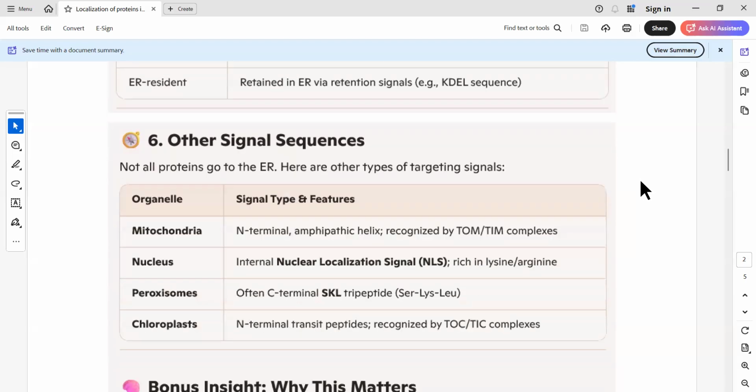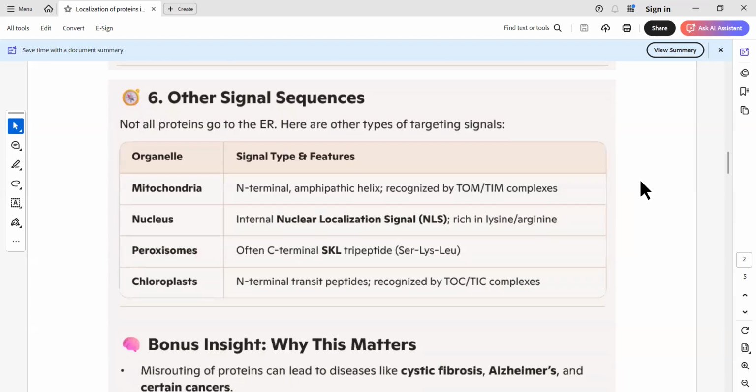Now, the other signal sequences: not all proteins go to the endoplasmic reticulum. There are other types of targeting signals as well, for proteins synthesized in free ribosomes. For mitochondria, there is an N-terminal amphipathic helix, recognized by the Tom-Tim complexes. For the nucleus, there is a nuclear localization signal, NLS, rich in lysine and arginine.